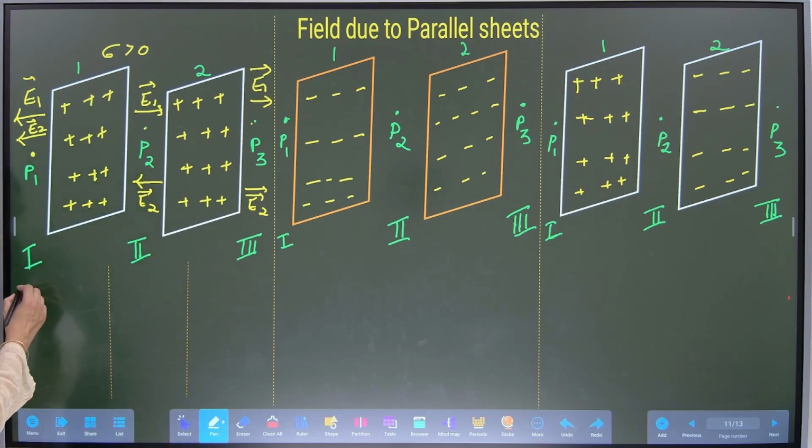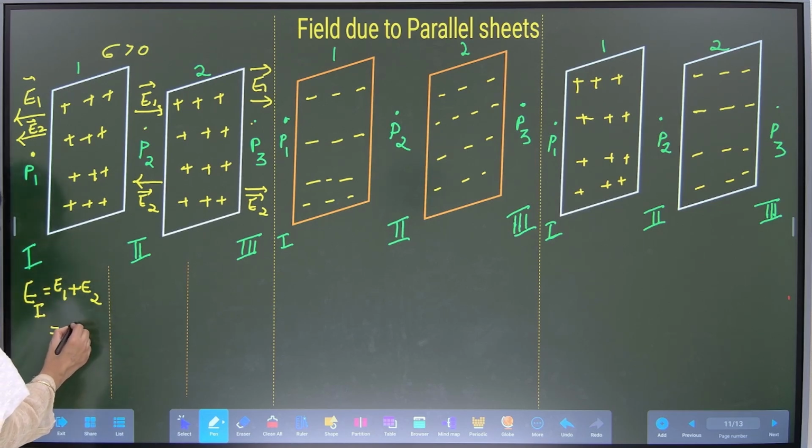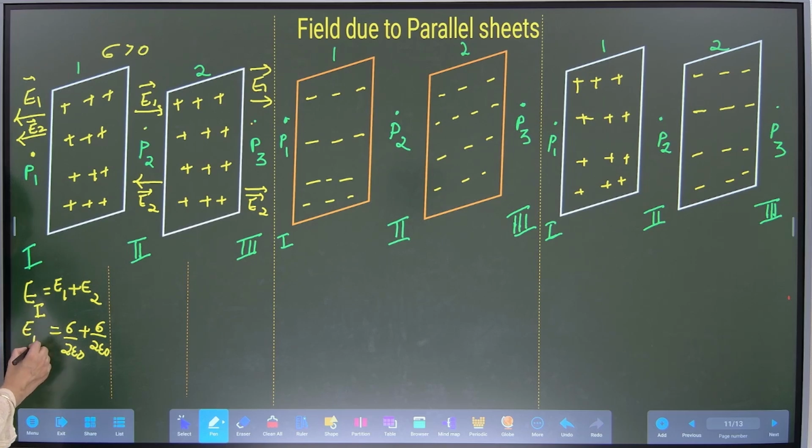So let us write the value of electric field in region 1 equal to E1 plus E2. They are in the same direction, so we add the values: sigma upon 2 epsilon naught, learned just now, plus sigma upon 2 epsilon naught, because the surface charge density is the same for both of them. So E for region 1 is equal to half plus half, 1. So we get sigma upon epsilon naught for region 1. This is a board question.